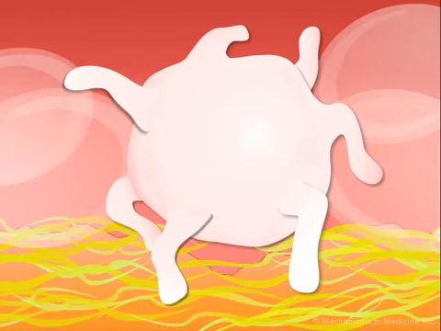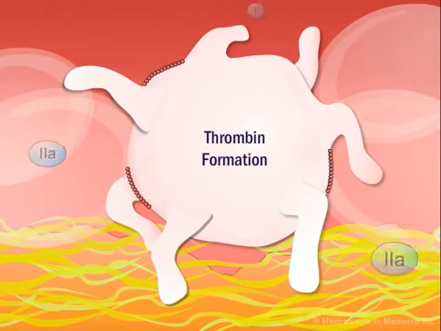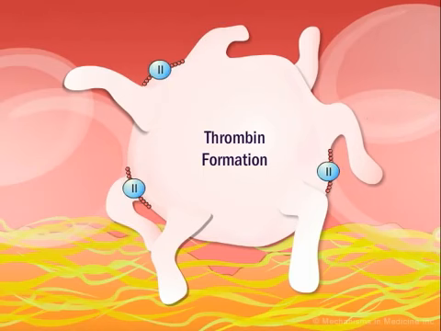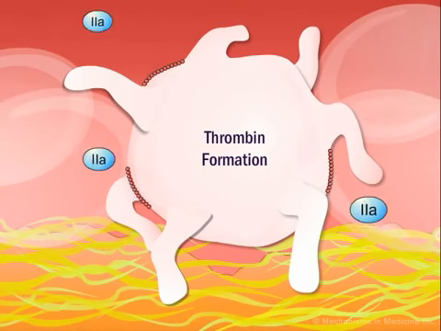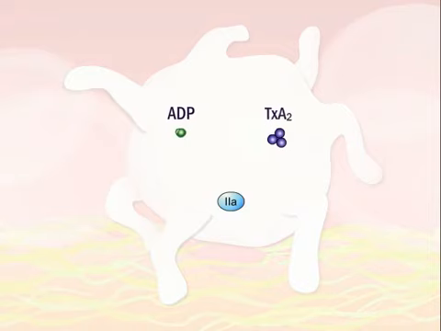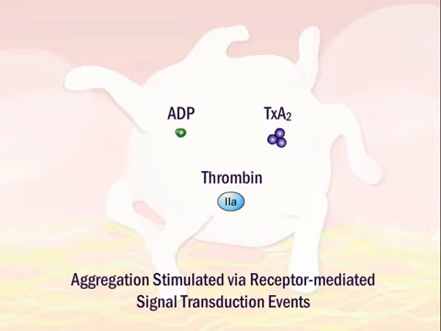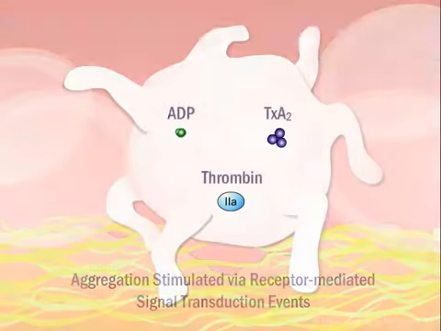The most potent platelet aggregating agent, thrombin, shown here as factor 2A, is formed via the coagulation pathway from prothrombin, or factor 2, on the procoagulant surface of the activated platelet. Details are shown in Figure 26.6. ADP, thromboxane A2, and thrombin bind to specific platelet membrane receptors and stimulate aggregation on and around the platelets adherent to the subendothelium via receptor-mediated signal transduction events.